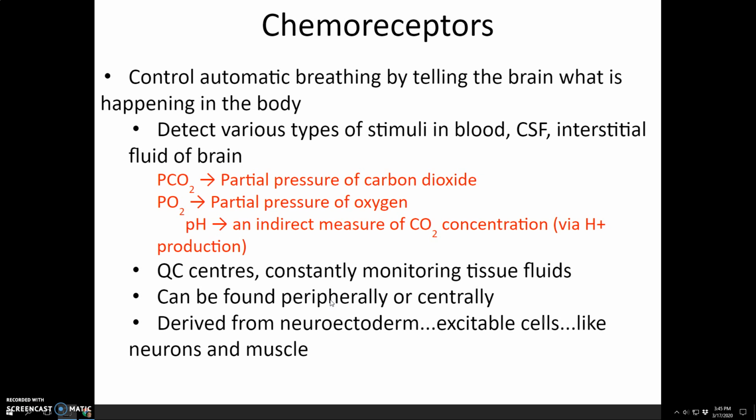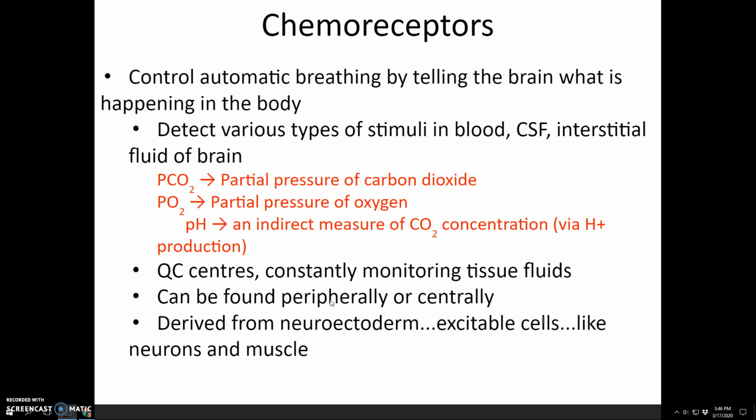You can identify decreases in O2 by using these chemoreceptors, and you can also detect decreases in pH. pH decreases when carbon dioxide levels increase. And so if you increase CO2 levels, you decrease pH, and that can be detected too. So these chemoreceptors then are basically like little quality control centers that are constantly monitoring tissue fluids throughout the body and telling the medulla oblongata what the needs are of the body from a breathing perspective.